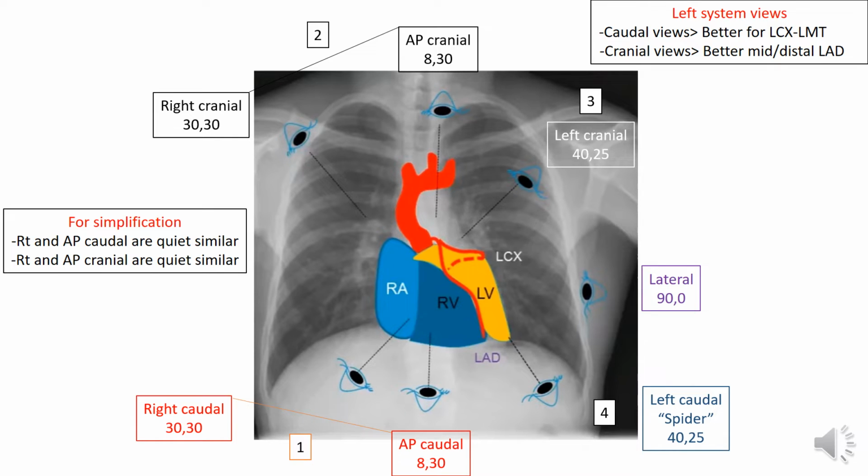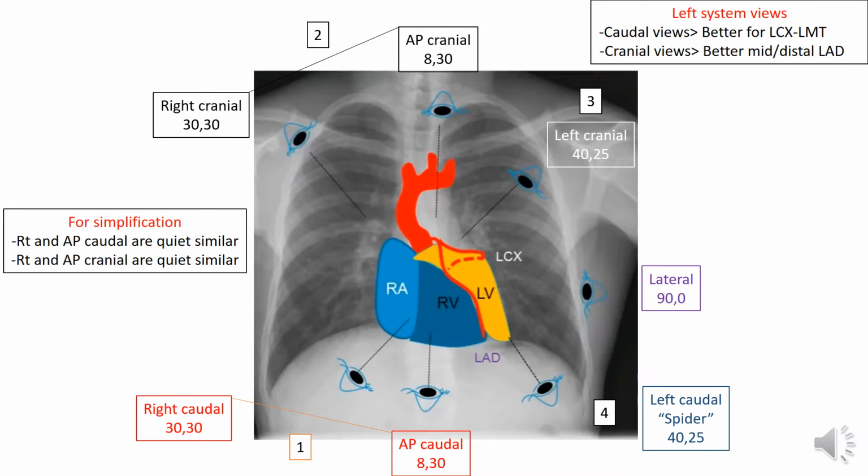So as I told before, for simplification we will deal with the epicaudal and right caudal view as the same orientation, and right epicranial view also similar orientation, then left cranial and left caudal view. The lateral view we'll talk about later on. It is pathognomonic, so it will need a little illustration.